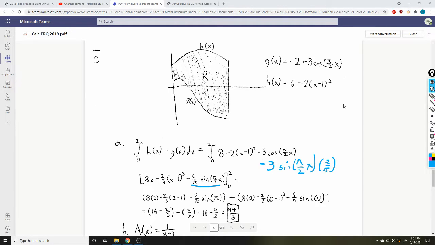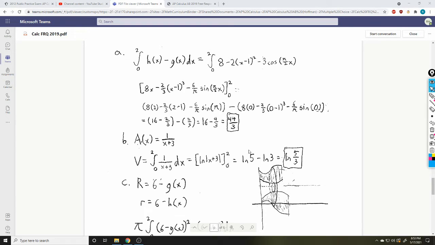On part B, our antiderivative. The antiderivative of 1 over x plus 3 is natural log of the absolute value of x plus 3. Plug in 2 minus plug in 0. They took natural log of 5 minus natural log of 3 as well. But if you know your properties of logs, we can write that as a single log.